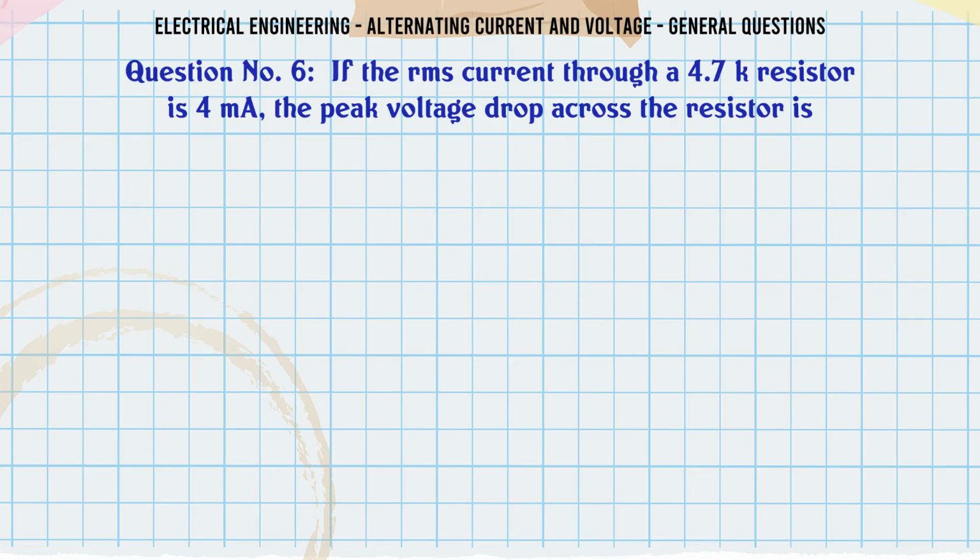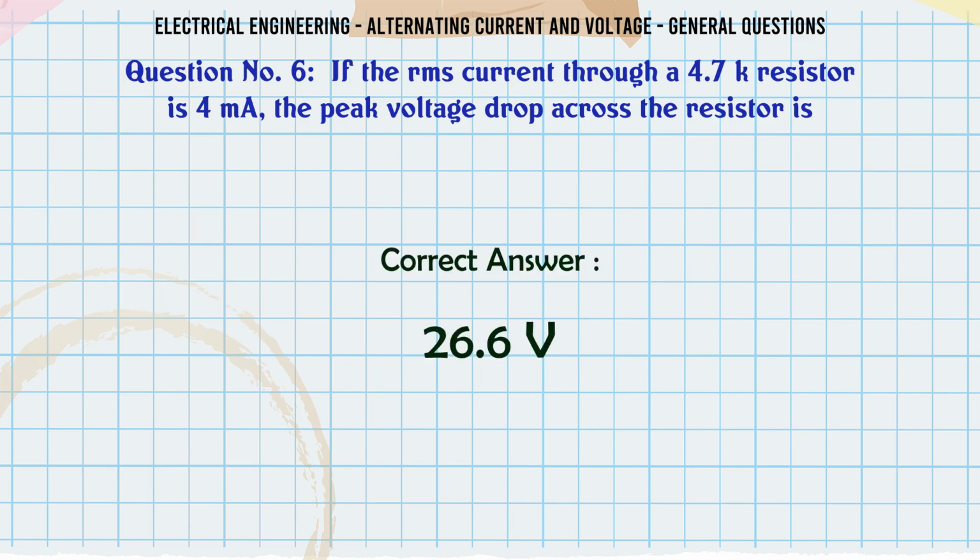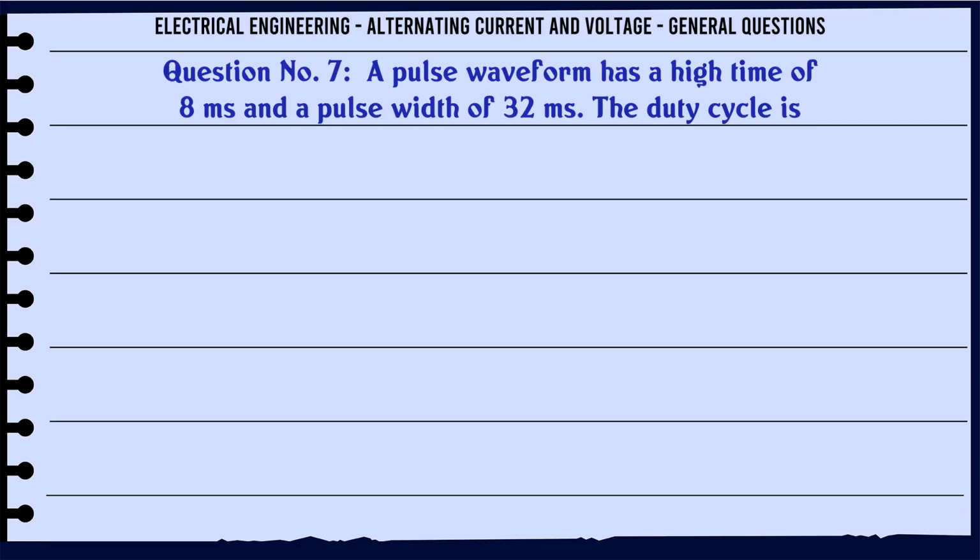If the RMS current through a 4.7K resistor is 4 mA, the peak voltage drop across the resistor is A, 4 V, B, 18.8 V, C, 26.6 V, D, 2.66 V. The correct answer is 26.6 V.